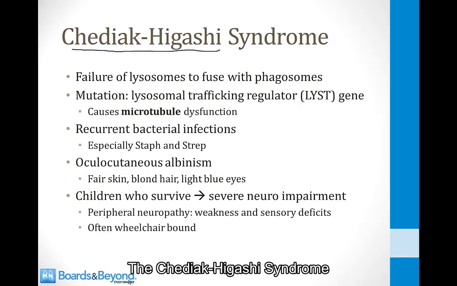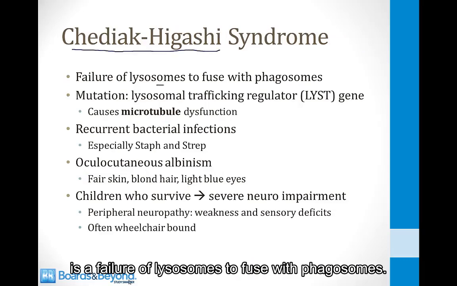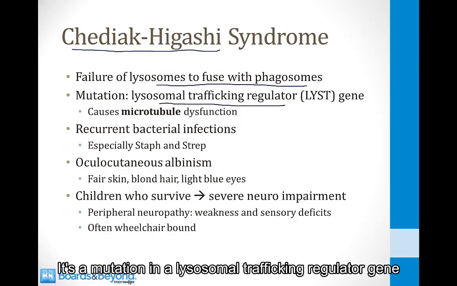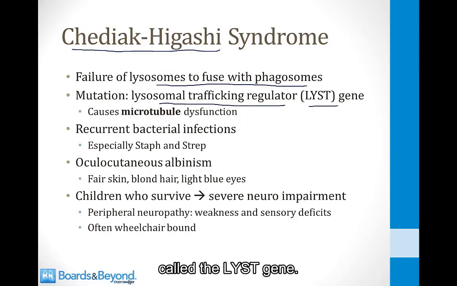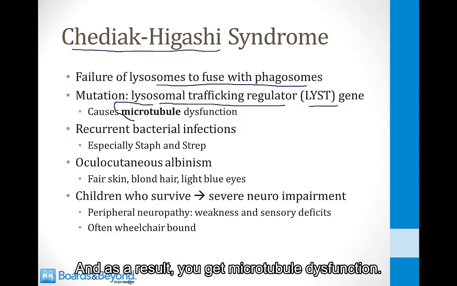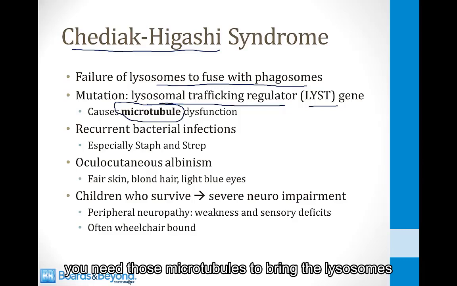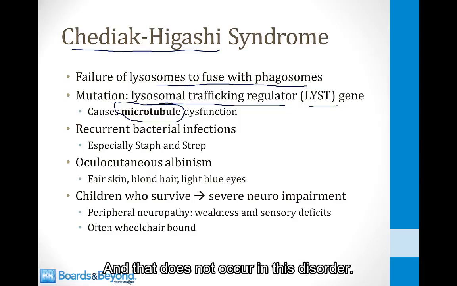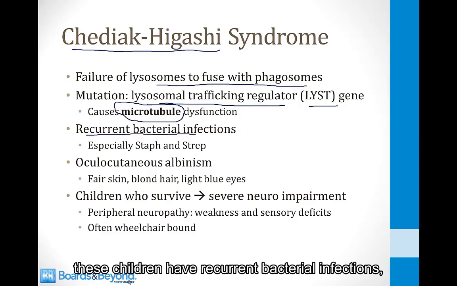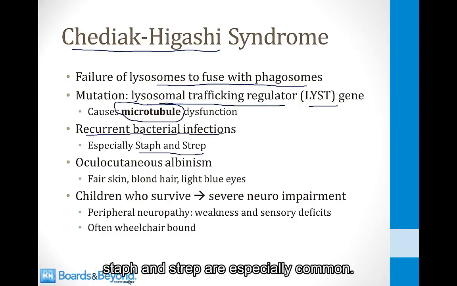Chediak-Higashi syndrome is a failure of lysosomes to fuse with phagosomes. It's a mutation in a lysosomal trafficking regulator gene called the LYST gene, and as a result you get microtubule dysfunction. So the buzzword here is microtubule. You need those microtubules to bring the lysosomes and phagosomes together, and that does not occur in this disorder. As a result, these children have recurrent bacterial infections. Staph and strep are especially common.